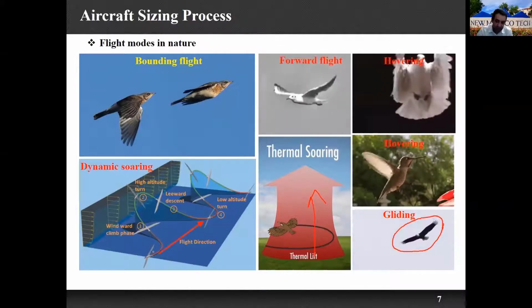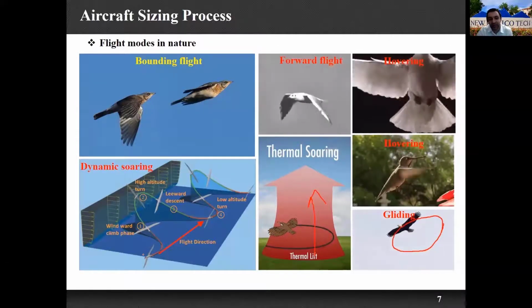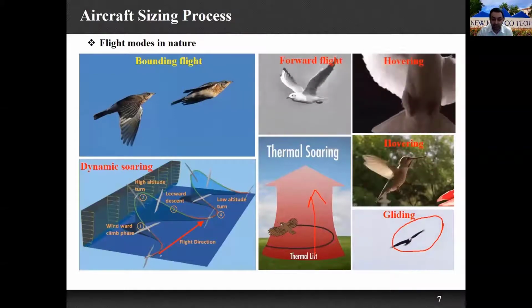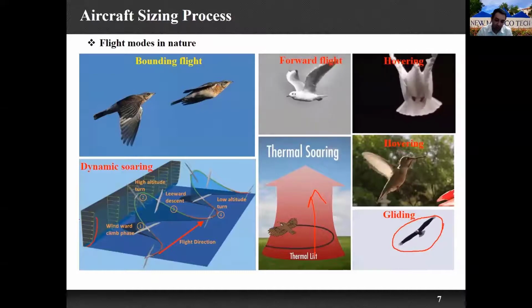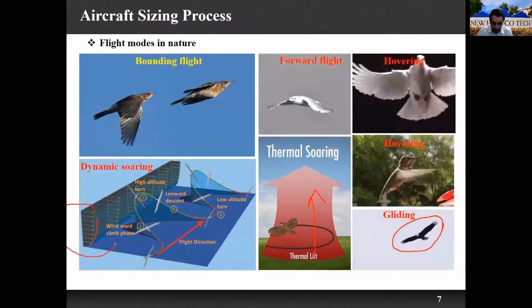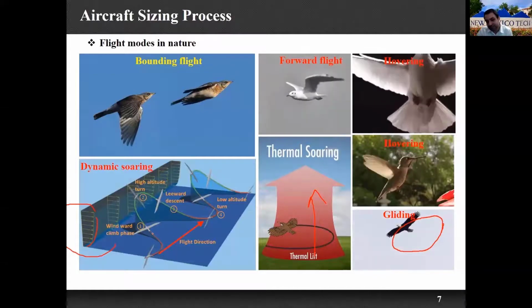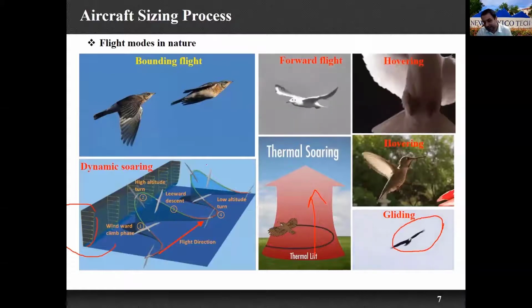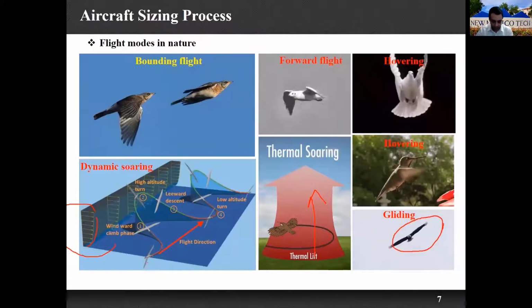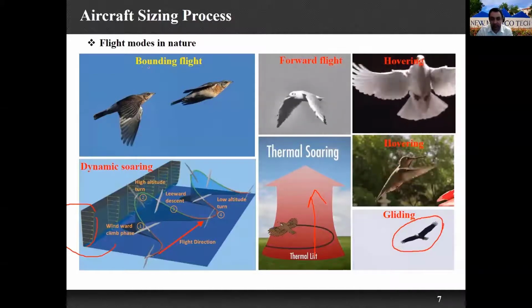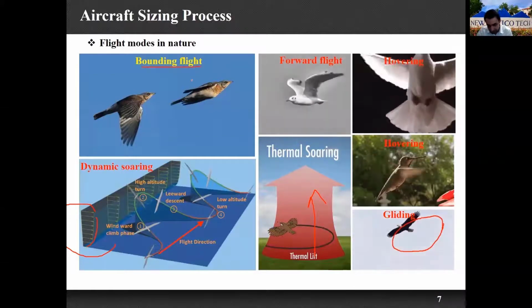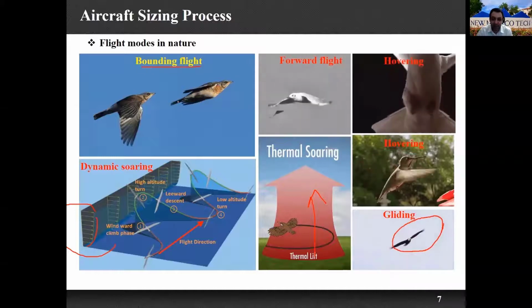And this is dynamic soaring, which usually happens in migratory birds like albatrosses. They are harvesting energy from the shear wind over the waters, and without flapping motion, just by changing the banking angle, they can fly in this trajectory. We also have bounding flight, which happens in small birds.